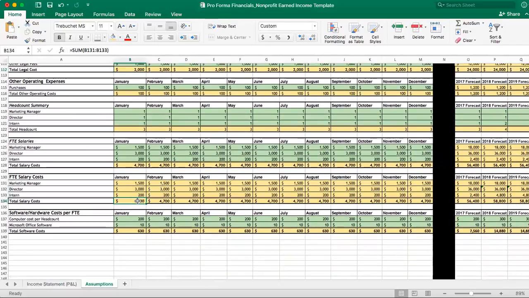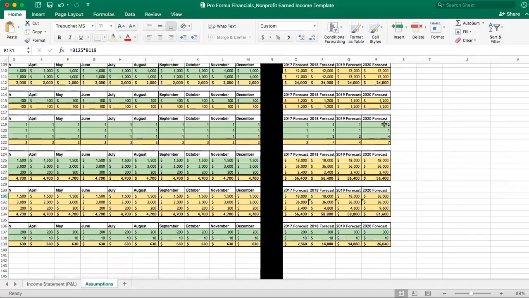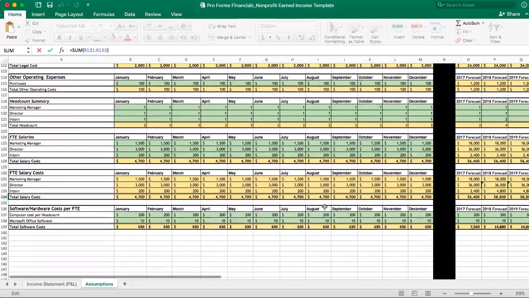You'll notice that my total salary costs is a function of my marketing manager, my director, and my intern. And each of these salary costs are determined by how many of them we have times their monthly salary. One marketing manager times $1,500 a month, and that's how we get $1,500 as a total. You'll see that in 2020, for example, we have 2 marketing managers, 1 director, and 4 interns multiplied by each of their monthly salaries gives us our total salary for 2020.